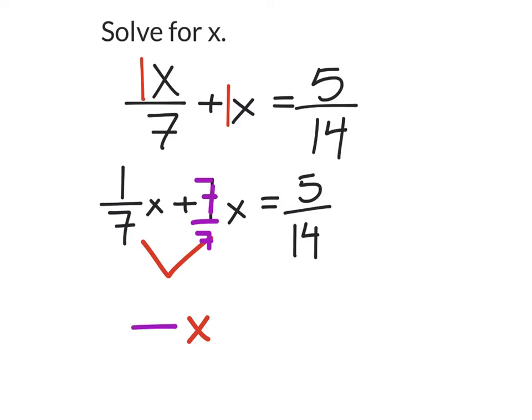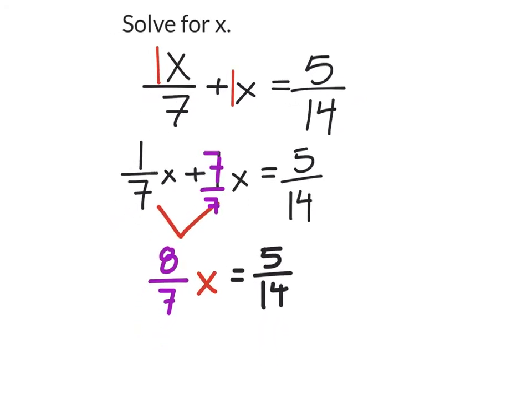See, now I've got common denominators of 7, and I just need to add the two numerators. 1 plus 7 is 8. So now I have 8/7 x equals 5/14. And in this scenario, all we need to do from this point is divide both sides by the coefficient, which is 8/7, because anything divided by itself is just going to give us a 1 in return. So I'm going to divide the left side by 8/7, but also the right side by 8/7.